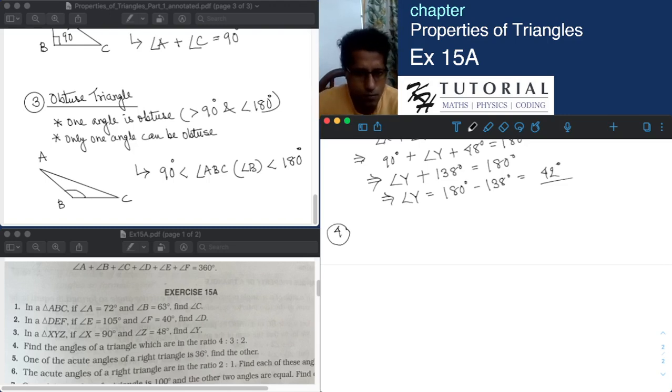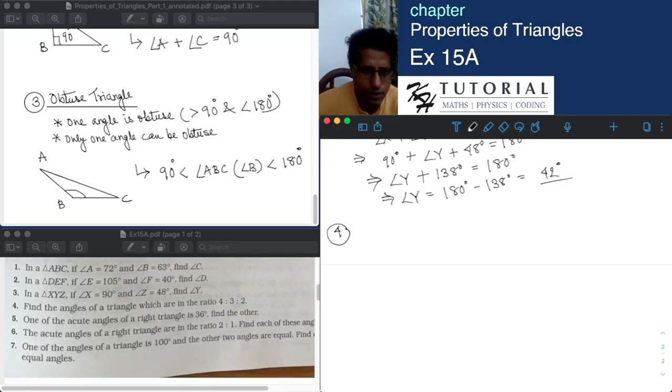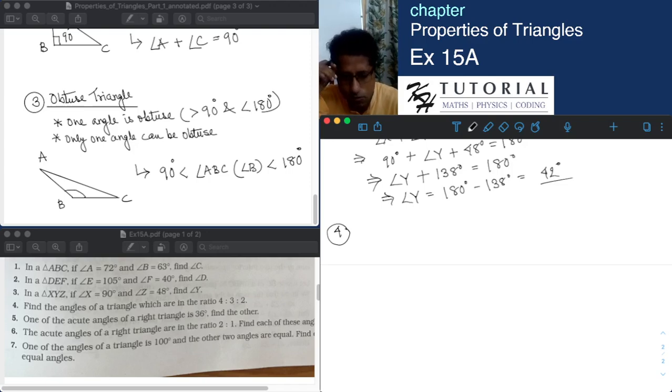Let's solve problem number 4. Find the angles of a triangle which are in the ratio 4:3:2. In this kind of problem, to solve it you will need the concept of ratio and proportion. If the ratio of three quantities is given, and also the sum of those three quantities is given, we can find the individual quantities by using a straightforward formula.